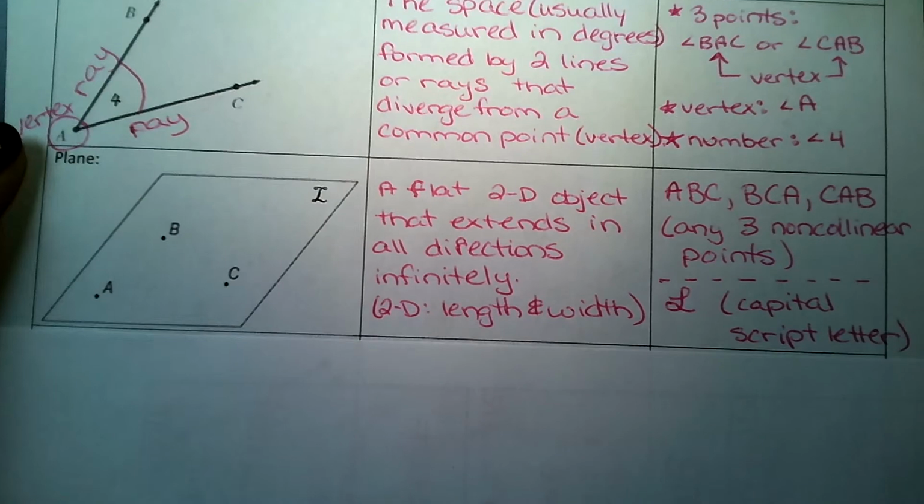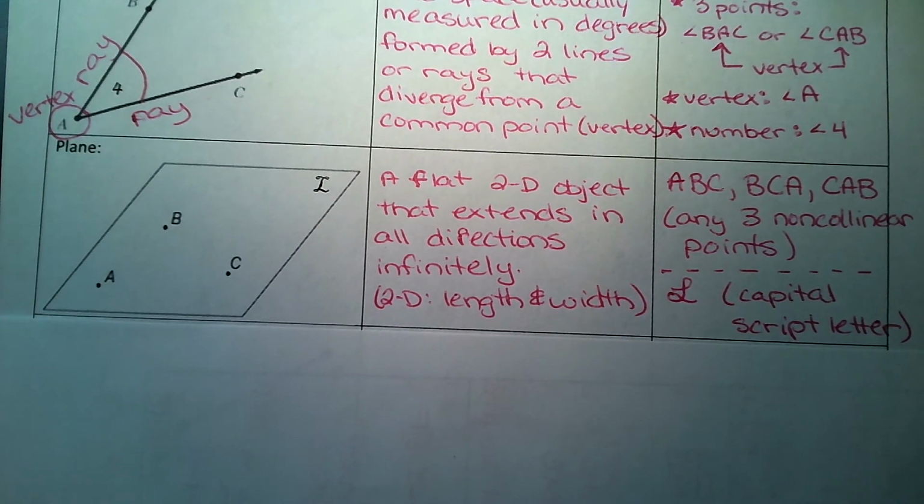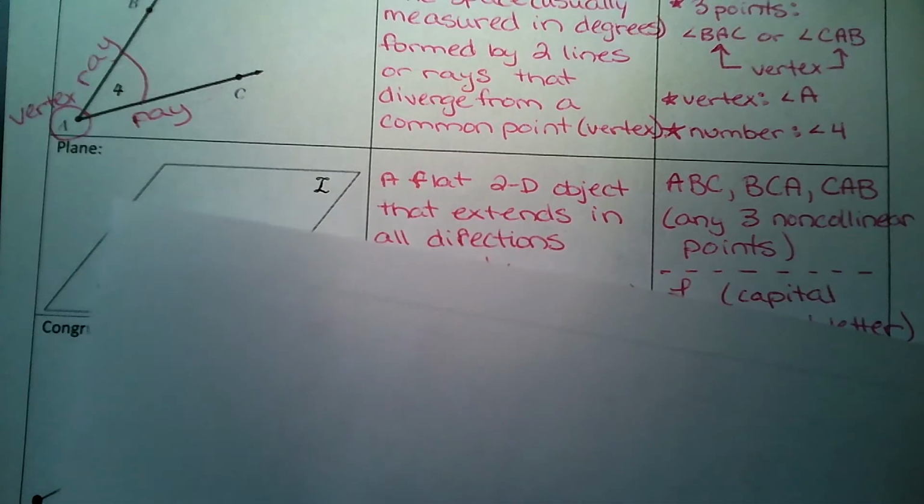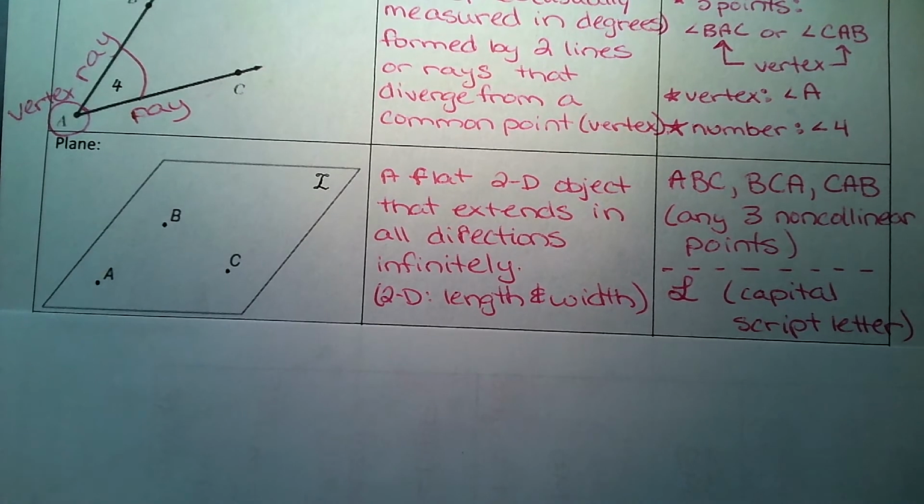Our next figure here is a plane. A plane is a flat two-dimensional object that extends in all directions infinitely. We often use a piece of paper to represent a plane. Here's a two-dimensional object. It's got width, it's got length, okay? A regular old piece of paper could be a good example of a plane.